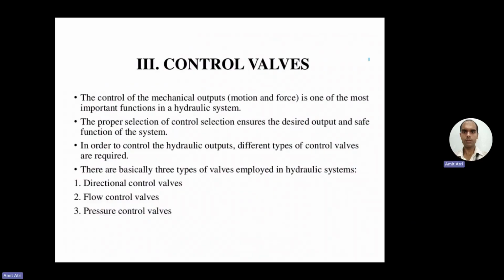Then next is the control valves. So the control of mechanical outputs, so motion and force is one of the most important functions in a hydraulic system. The proper selection of control ensures the desired output and safe functioning of the system. So in order to control the hydraulic outputs, different type of control valves are required. So they are like directional control valves, then flow control valves, then pressure control valves.